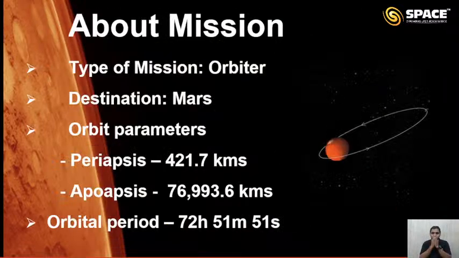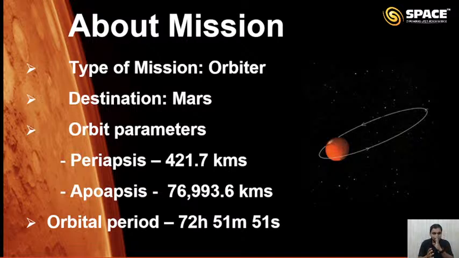When I talk about a mission, what type of mission is this? It's an orbiter. Now, when I say orbiter, it must be orbiting Mars. So what is its orbit? You can see the picture on the right hand side. Its orbit is elliptical, not circular. Second, Mars is not in the center; Mars is towards one of the sides.